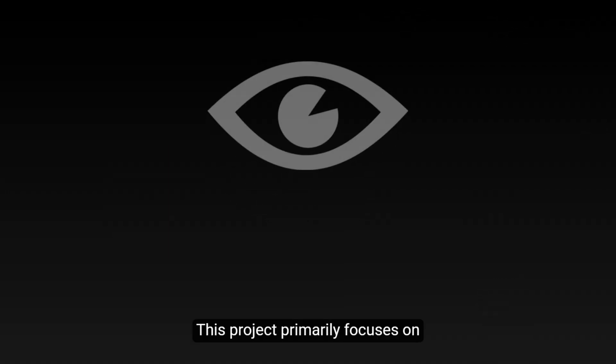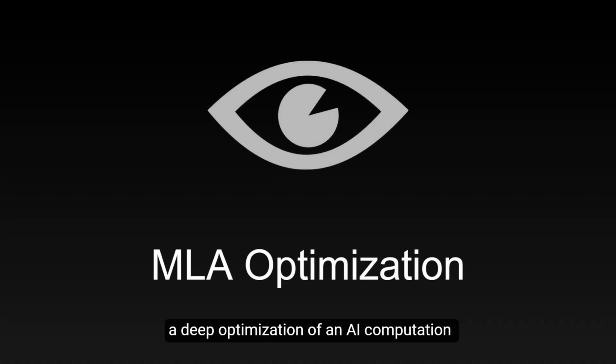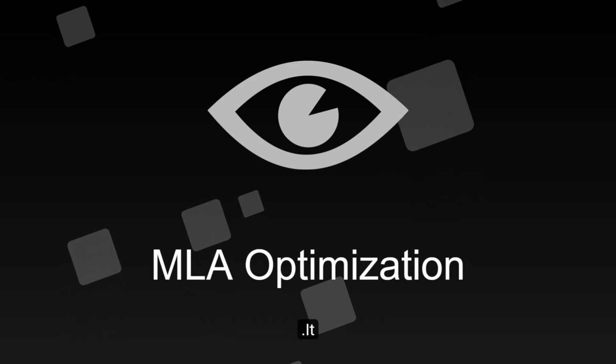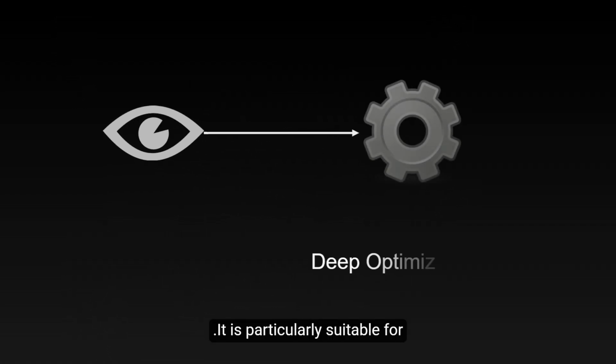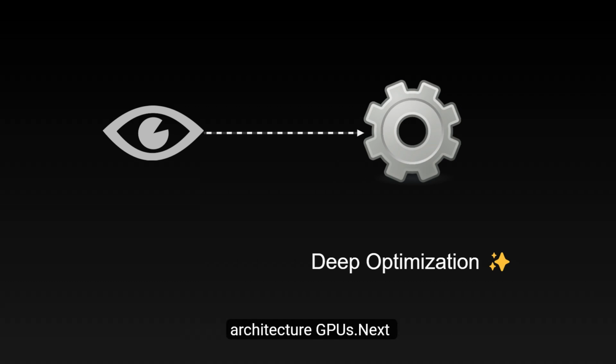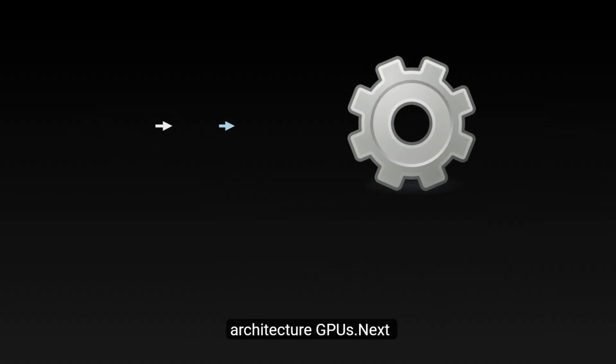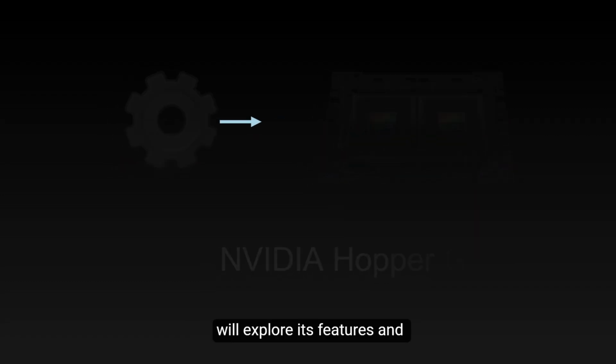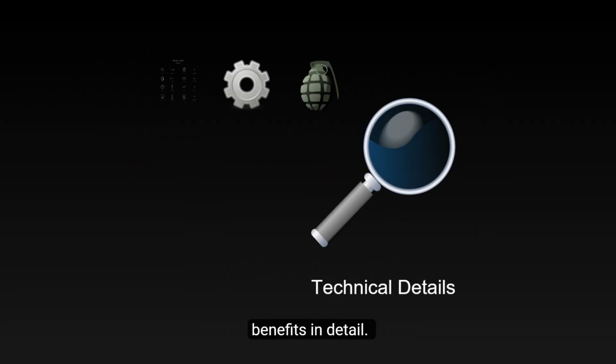This project primarily focuses on a deep optimization of an AI computation mechanism called multi-head linear attention, MLA. It is particularly suitable for running on the latest NVIDIA Hopper architecture GPUs. Next, let's dive into the technical details of this powerful tool together, and we will explore its features and benefits in detail.